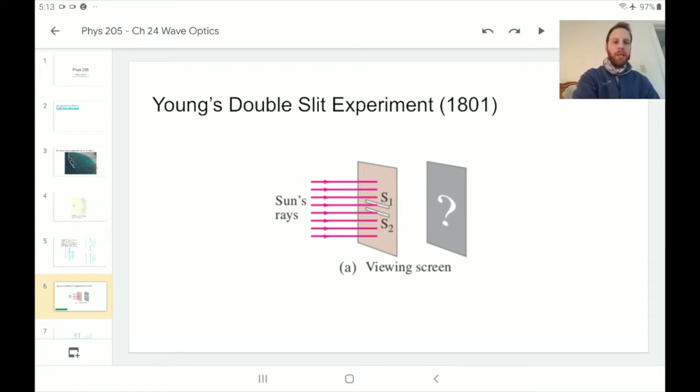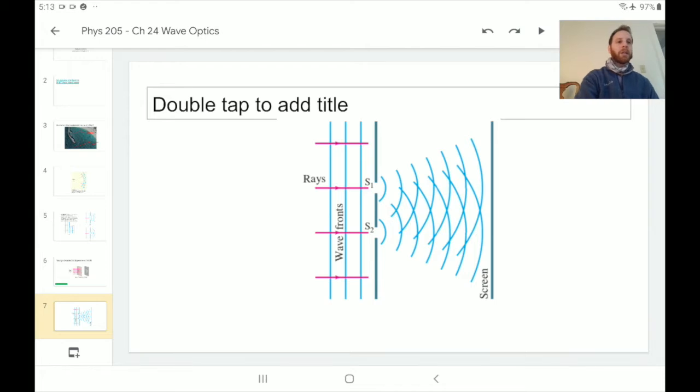So this is the idea that you send monochromatic light towards a material that is basically completely opaque except for two small slits, and then you observe what happens once the light makes it through those slits and gets to the other side. So, backing up a second, if light is totally describable by rays, you can imagine light coming in and taking the form of rays.